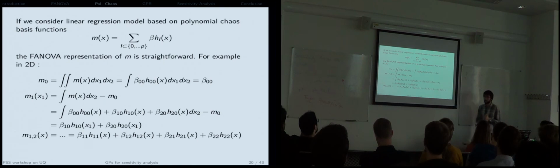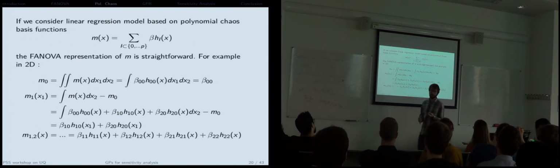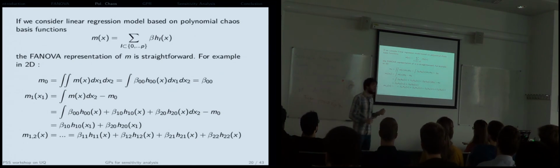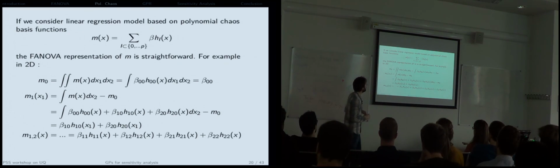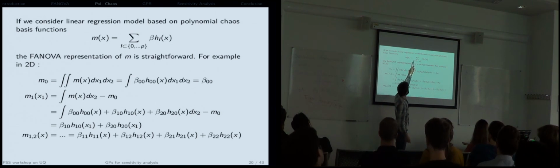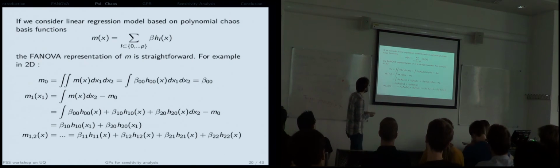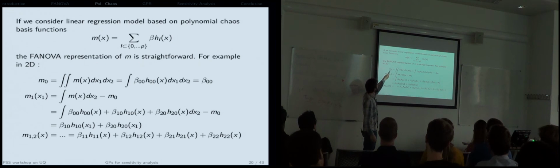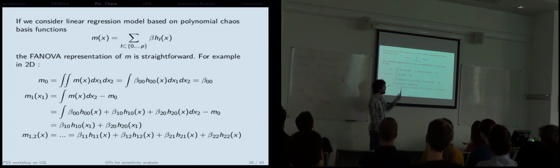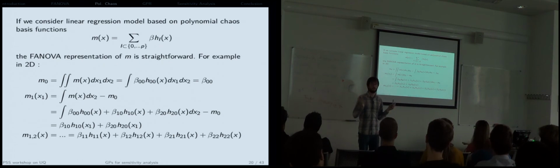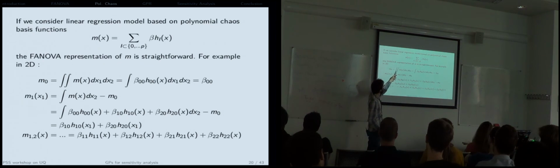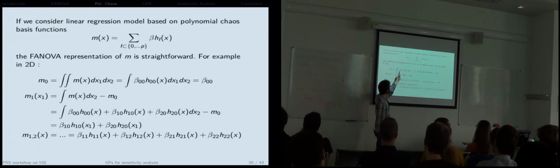Now if I use this particular basis for a linear regression model, we'll see that the model we obtain has some very interesting properties. Our model basically writes like that: a linear combination of our basis functions. If I want to compute the Fanova representation of my model, the first term is just the integral of my whole model. I'm only taking a two-dimensional example to keep the expression from exploding. So the first term is the integral of M.